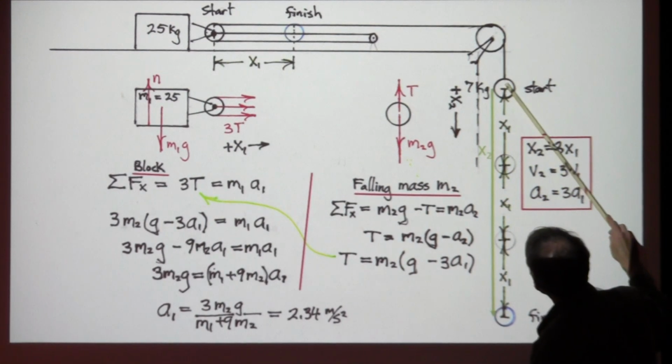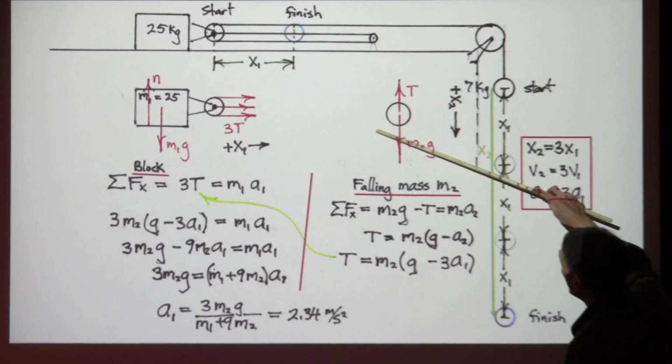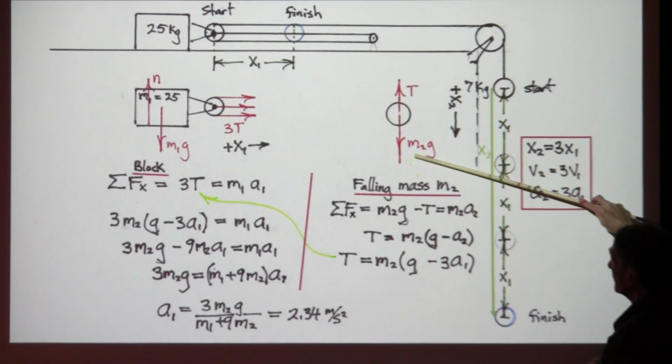Let's start with this guy, since he's the most familiar. He's going to be hanging. Let's see, I need to determine a direction I want to call positive.